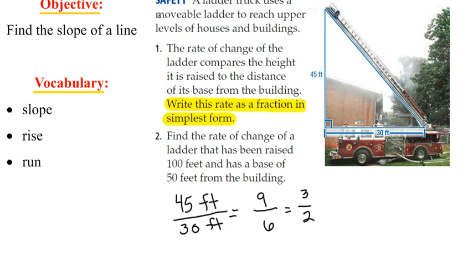Okay? So the second question says, find the rate of change of a ladder that has been raised 100 feet and has a base 50 feet from the building. So this one's going to be similar, just different numbers. So this one we have 100 feet it's raised. So we're going to go up 100 feet. And the distance from the base is 50 feet. And so if we reduce this one, we get a rate of 2 to 1.